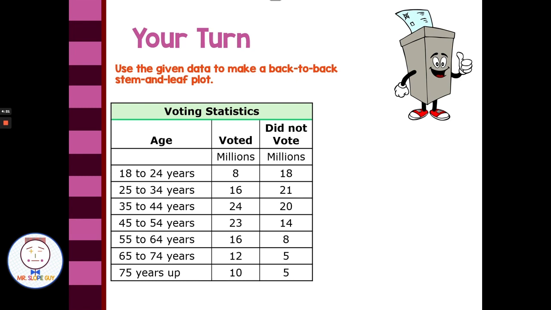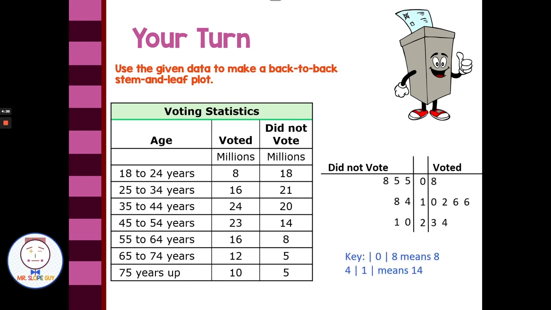Well, stem and leaf plots do have some limitations. On a stem and leaf plot, we don't have a spot for the age, but we can compare the voting to the didn't vote in a graphic display. So for voted, and if you put voted on the left and didn't vote on the right, that's fine too. You'll just have to reverse it to look at the answers here. But voted for 8 million, that would be 0 | 8. 16 is the 1 | 6. 24 is 2 | 4. 23 is 2 | 3.